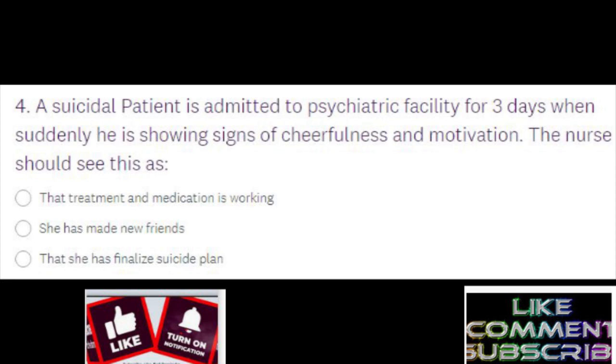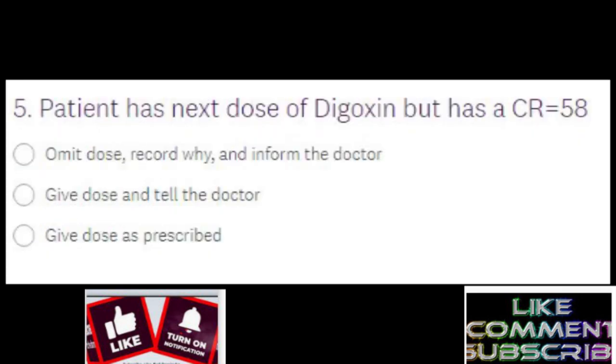So that's a very sad answer in fact. Let's come to the 5th question. Patient has next dose of digoxin but has a CR that is equal to 58. Option A, omit dose, record Y and inform the doctor. Option B, give dose and tell the doctor. Option C, give dose as prescribed.